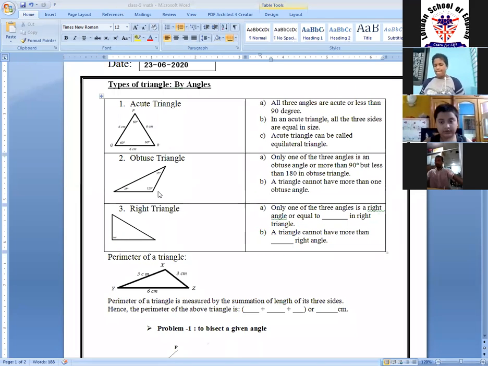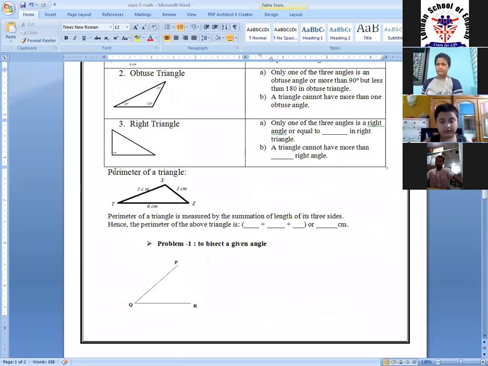Now we will discuss perimeter. Perimeter of a triangle. So what do we mean by perimeter? Perimeter is the easiest work in math. Perimeter means the outside, the total line around the edge of a shape. Whenever you are asked to find the perimeter of a triangle or rectangle, you just add the length of each of the sides. Then you will get the perimeter.